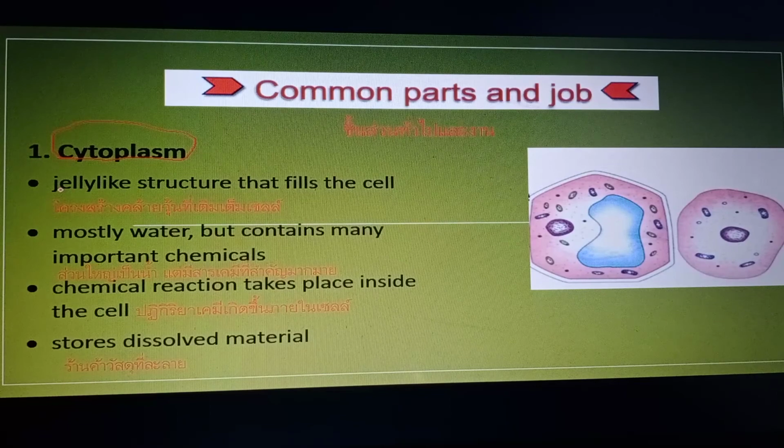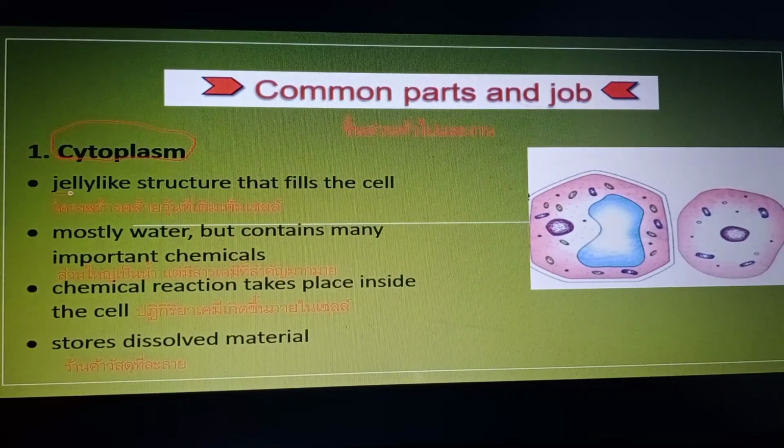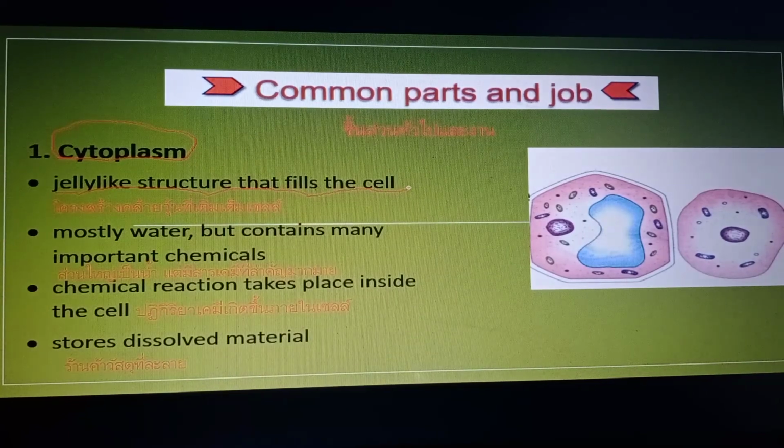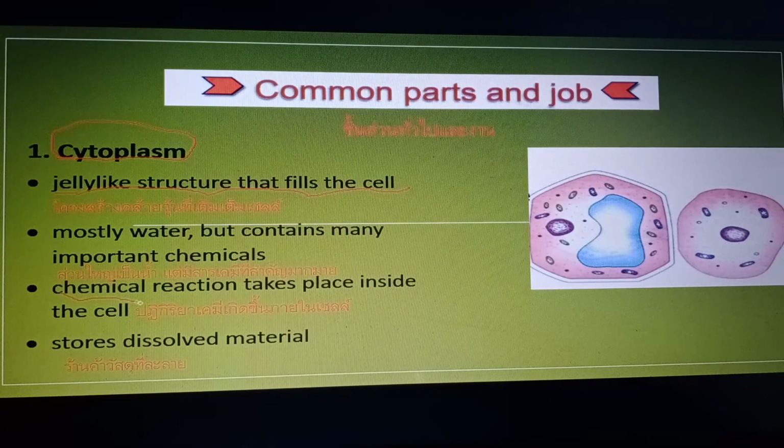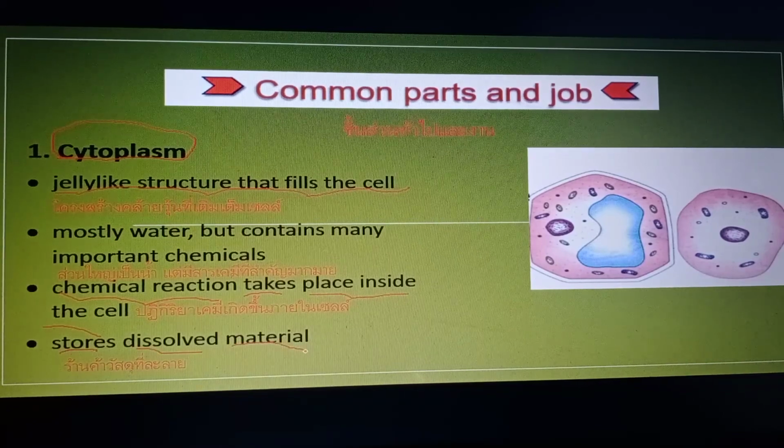The cytoplasm is a jelly-like structure that fills the cell. It is mostly water, but contains many important chemicals inside of it. Chemical reactions take place inside the cell. It also stores dissolved material. Stores means they keep dissolved material.